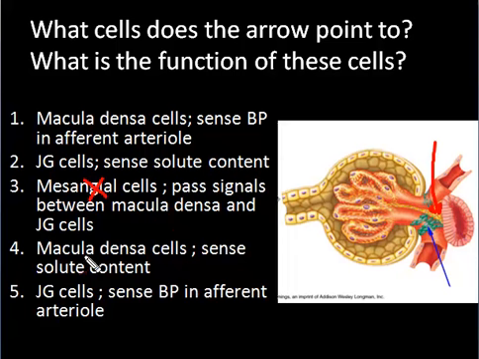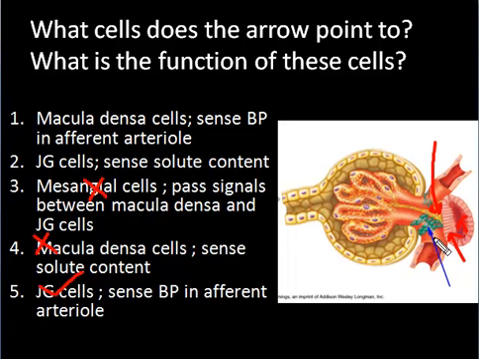Let's look at the fourth choice, which says macula densa cells and to sense solute content. The function of macula densa cells is to sense solute content, because filtrate is what flows through the distal convoluted tubule, and that will have solutes in it. But the arrow is not pointing to these macula densa cells, hence this is not the correct answer. The correct answer is this one, which says JG cells.